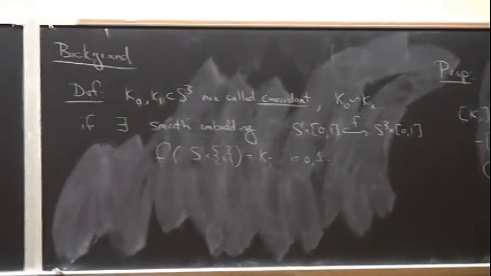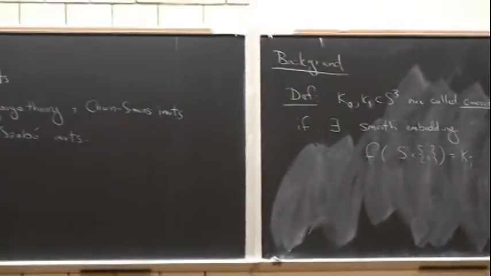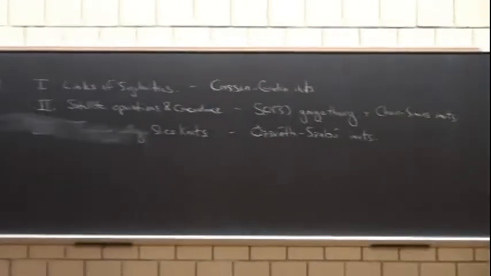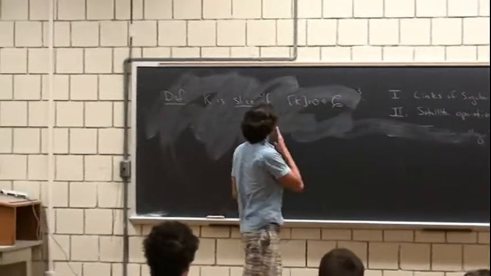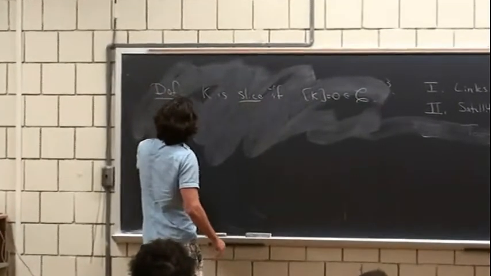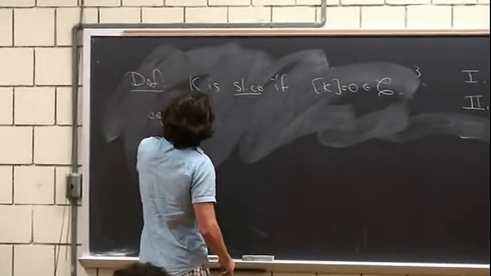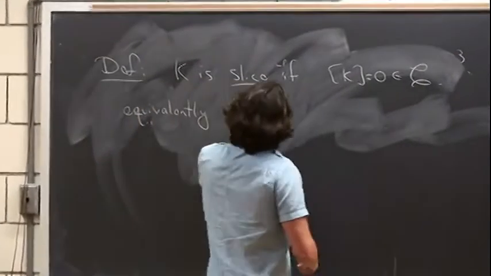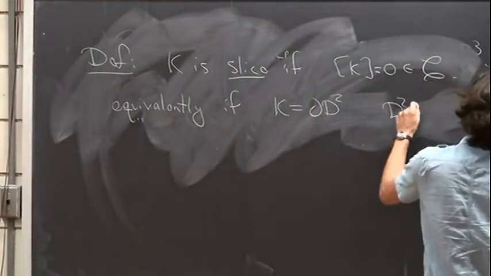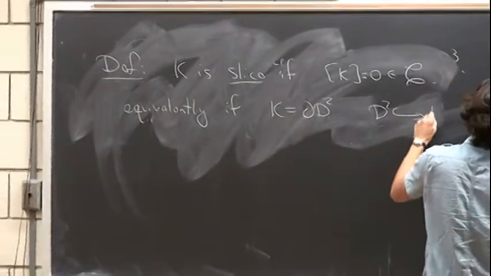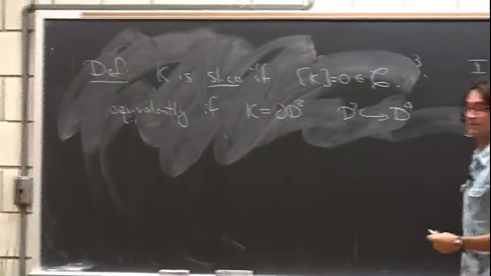So, K is slice if it represents zero in the group, and equivalently, if K is the boundary of a smoothly, properly embedded disk in the four ball.